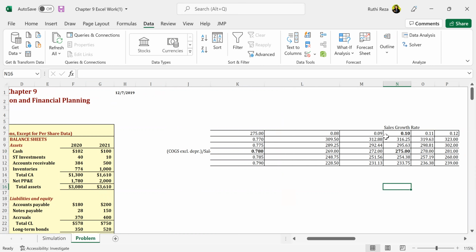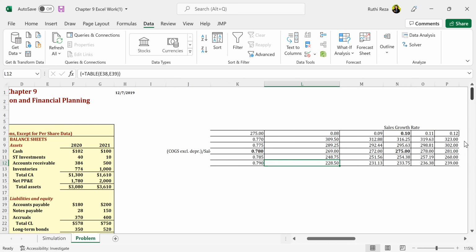Now you can see, as sales growth rate increases, your net income increases. On the other hand, as cost of goods sold as percentage of sales increases, your net income decreases. Now here you can see your net income in this particular sensitivity table ranges from 228.5 million to 323 million dollars. So you expect your net income to be in this bracket.